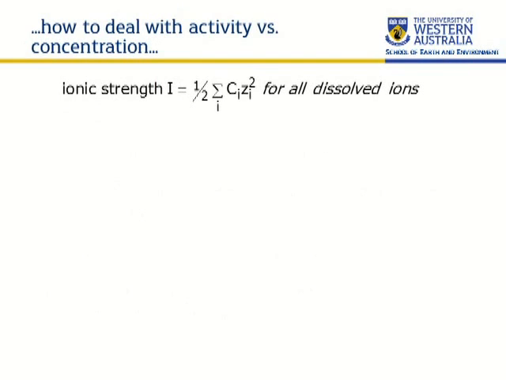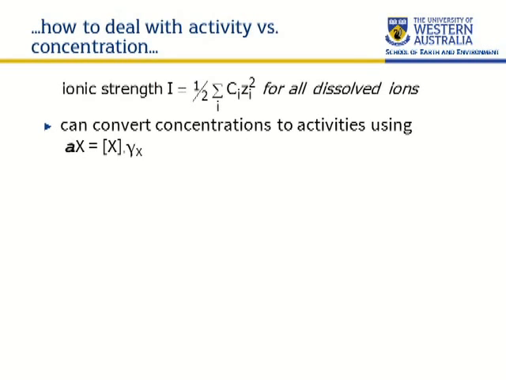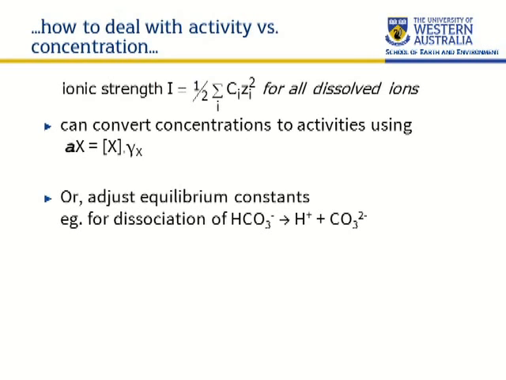Alright, so our ionic strength is defined by this. It's half the sum of the charge on the ion, Z squared, times its concentration for every single ion that's dissolved in our solution, so that we can convert concentrations to activities, or we can adjust the equilibrium constants.